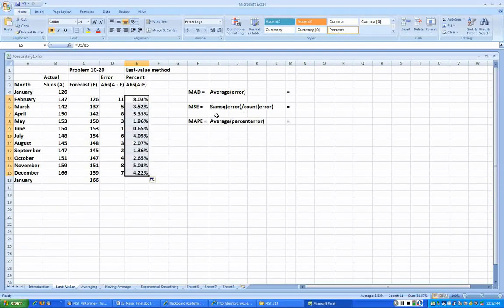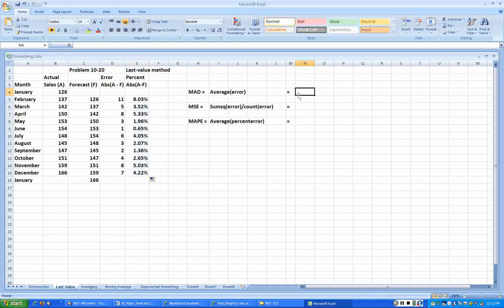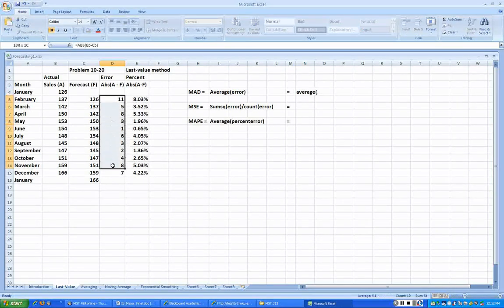Now what is the mean absolute deviation? Mean absolute deviation, this is the formula that you use. This is the average of the errors, the average of the absolute errors. That is the command.